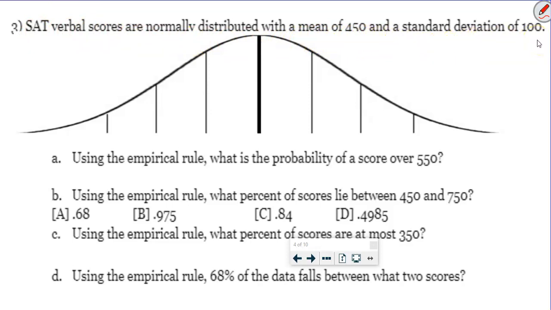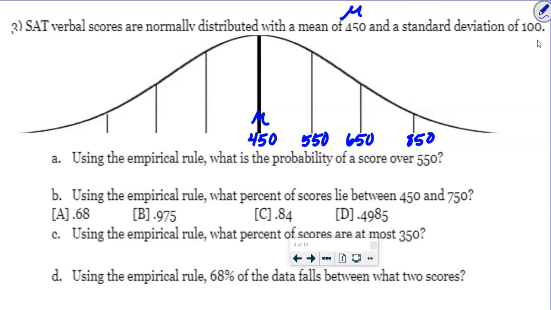Okay. So the mean is the mu. Remember, mean is the mu, and we put the mu right there, right? So we're going to say 450 right there. Then we're going to add and subtract our standard deviation. So we're going to add 100 to 450. That's going to give us 550. And then we're going to add another 100. So that's 650. And we're going to add another 100. And that's 750. Okay.